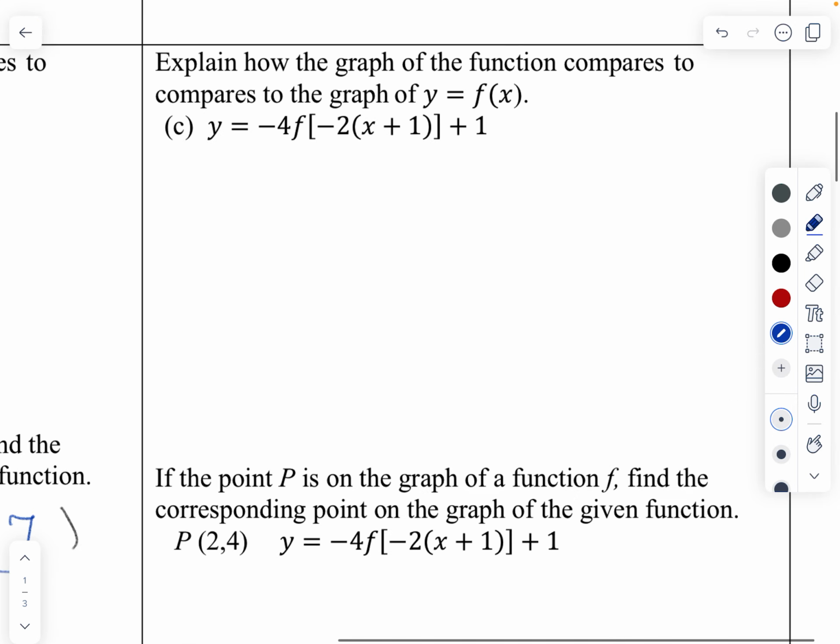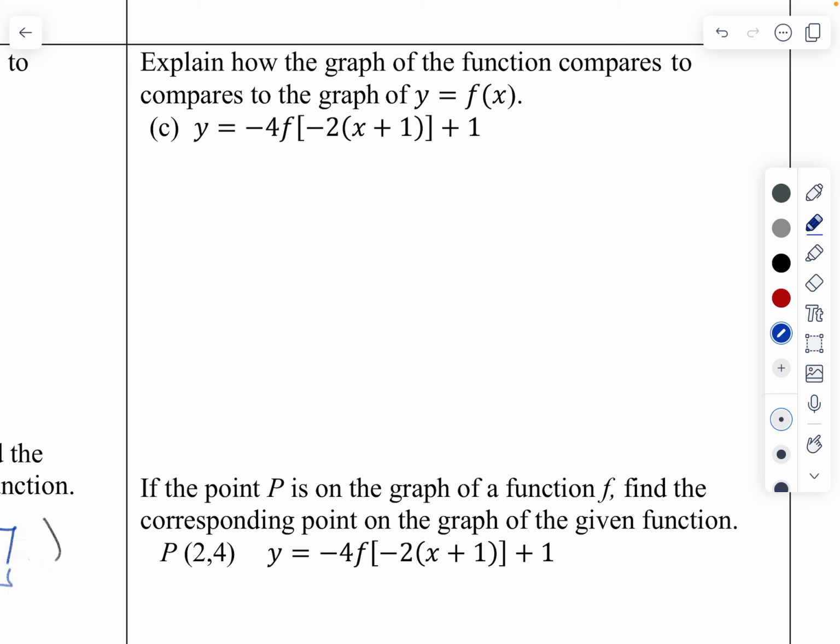All right. Last one. This one's a stinker because it's got everything going on. It's got stretches, it's got flip reflections, it's got compressions, and it's got shifts. It's got everything. So let's start with taking a look at, so we've got some given function. Let's take a look at what's happening here.